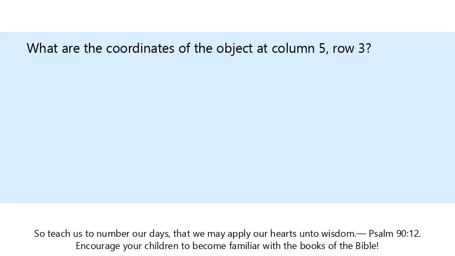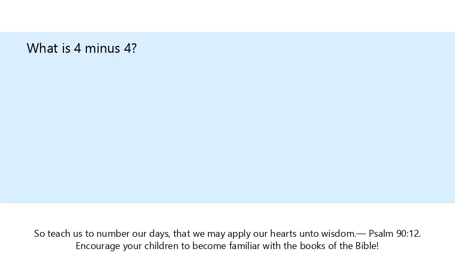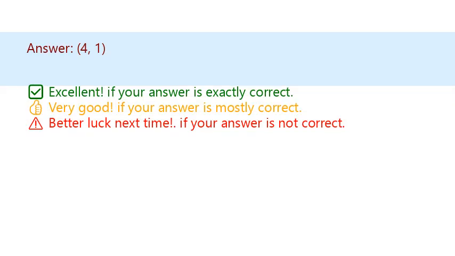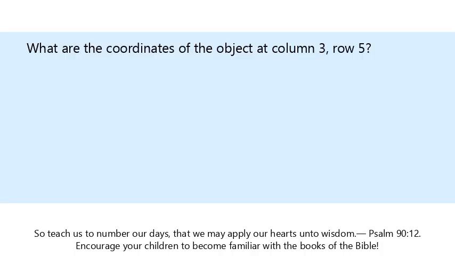What are the coordinates of the object at column 5, row 3? Answer: 5, 3. What is 4 minus 4? Answer: 0. What are the coordinates of the object at column 4, row 1? Answer: 4, 1.